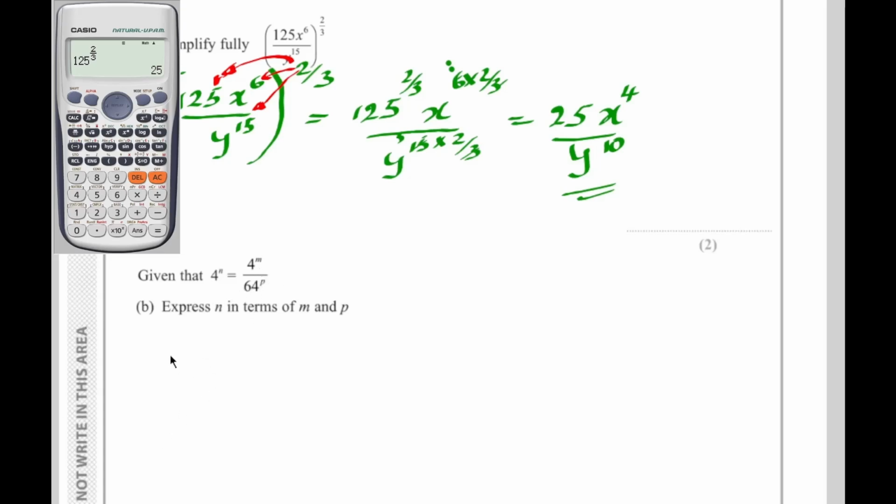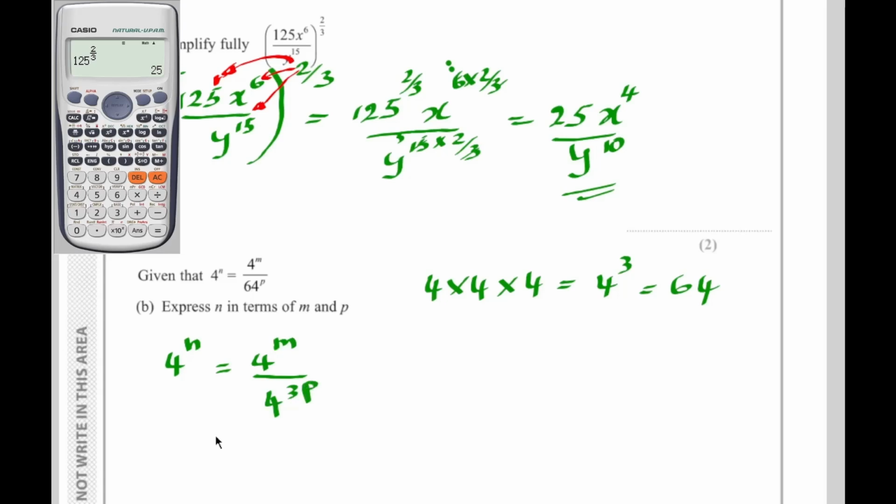I'm writing this one as 4 to the power of n, because it is the smallest one. This is 4 to the power of m. I'm trying to write 64 as 4 to the power of something. So you can use the calculator. 4 into 4 is 16, 16 into 4 is 64. Therefore 4 to the power of 3 equals 64. Then let's write this as 4 to the power of 3, still with p.